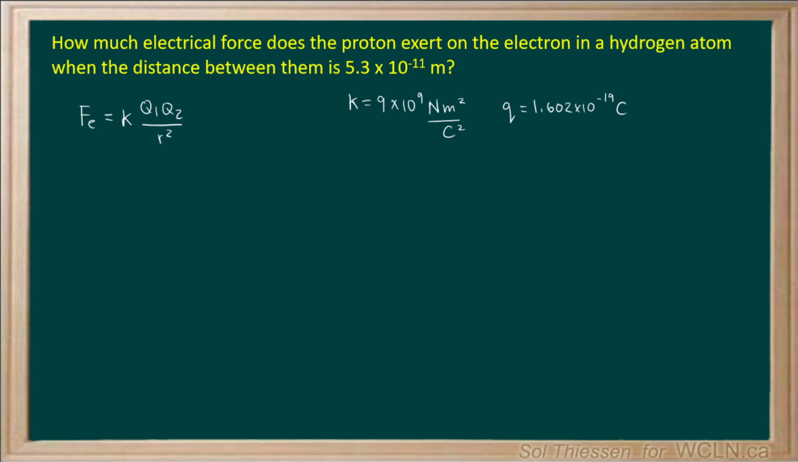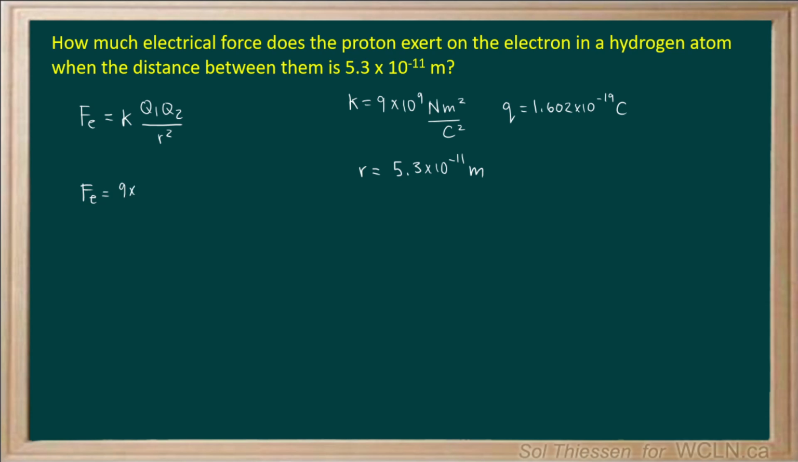And then we're also given by the problem that the distance between the two charges, so between the electron and the proton, is 5.3 times 10 to the power of minus 11 meters. So given all this information, we can actually solve for the electrical force acting between the proton and the electron.